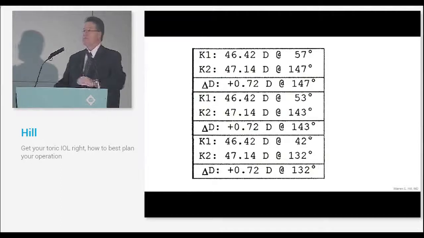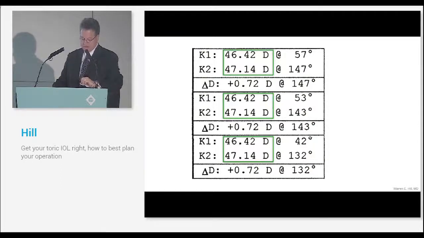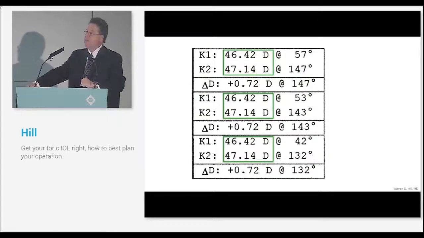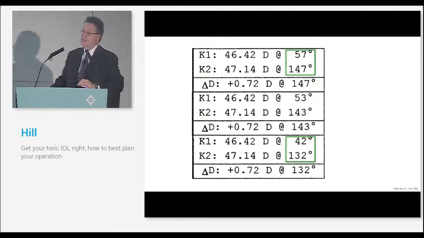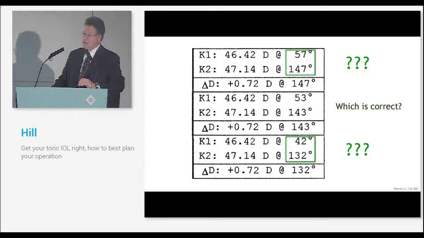So here's a thing that comes up all along. These are IOLMaster Ks. And if you look, all 3 of these measurements are exactly the same. But remember, astigmatism is a vector, which means it has both magnitude and direction. And here the steep meridian is different. And the question again comes up, how do you know which one is right? Because if you're off by 10 degrees, that's a 33% diminution in the toricity correction. So if you have a T7, that's a 1 diopter error just built right in.